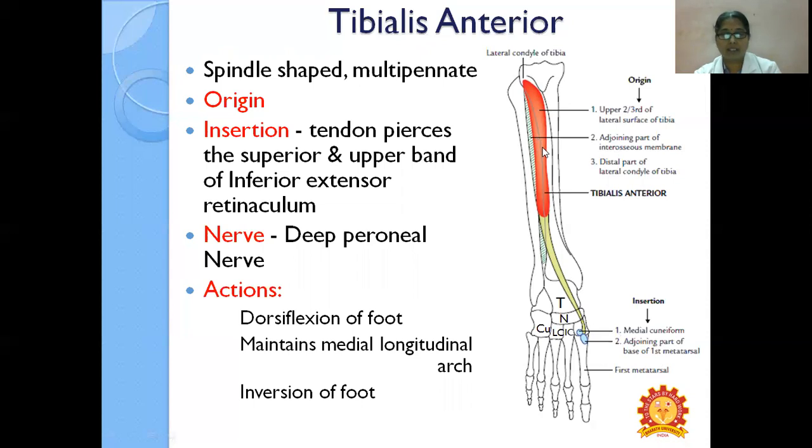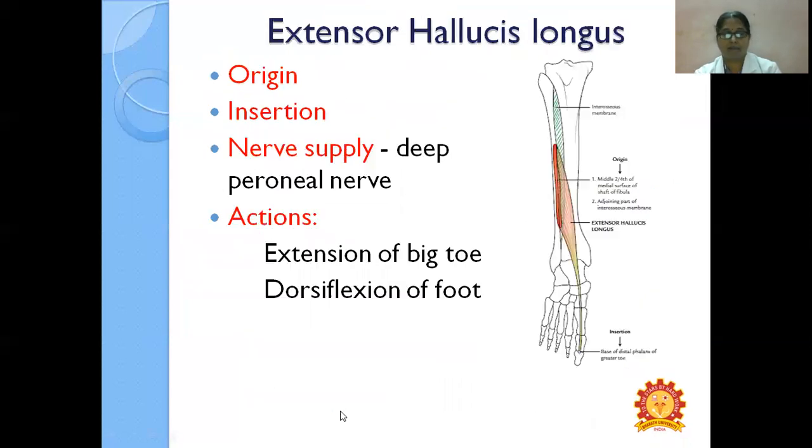So what are its actions? Dorsiflexion of the foot, it maintains the medial longitudinal arch and it causes inversion of the foot. So the actions are dorsiflexion of the foot and inversion of the foot.